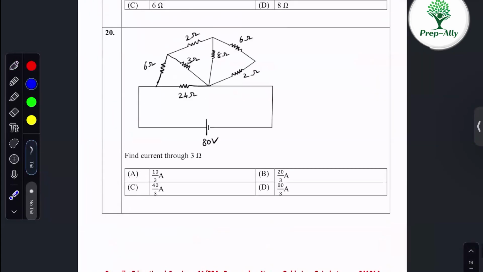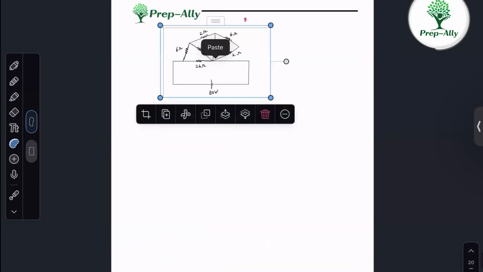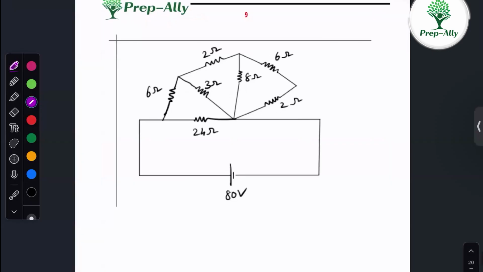So for the 19th and 20th, we need to find what is the total resistance of the circuit first. For finding resistance of the circuit, you have to identify which two resistors can be combined first. These two are definitely not in series or parallel, because parallel means one end is connected, other end is not connected. They are not the same. In between you have something else. So potential drop here and here is not equal. So at the starting point, nothing can be combined. Check the ending point. Definitely these two are connected together.